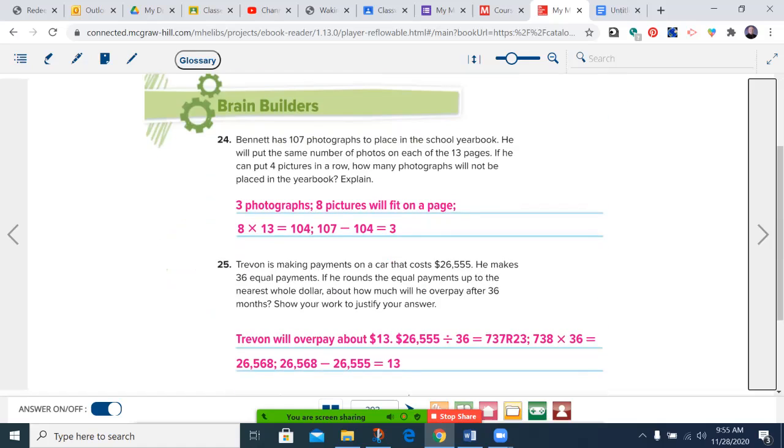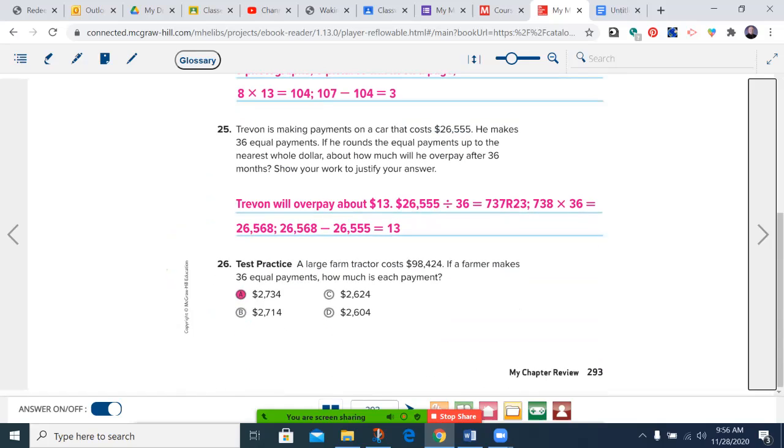Number 24, Bennett has 107 photographs to place in the school yearbook. He will put the same number of photos on each of the 13 pages. If he can put 4 pictures in a row, how many photographs will not be placed in the yearbook? Answer: 3 photographs. 8 pictures will fit on a page. In this case, when you interpret the remainder, you're just going to end up leaving those ones out because pages are expensive. Number 26, a large farm tractor costs $98,424. If a farmer makes 36 equal payments, how much is each payment? So you divide 98,424 by 36 and you get 2,734.